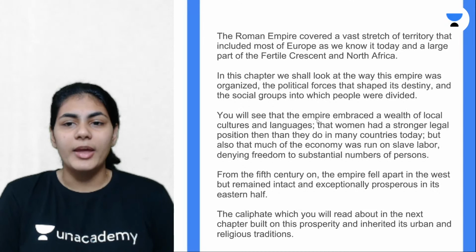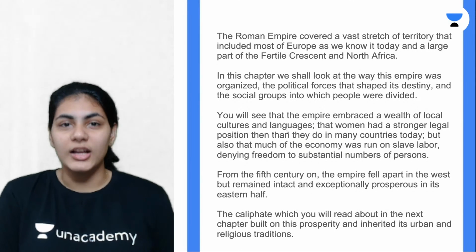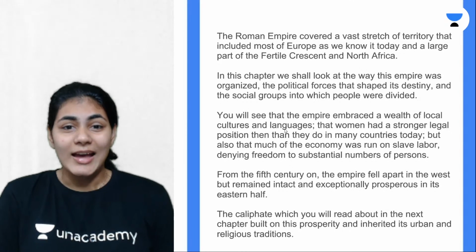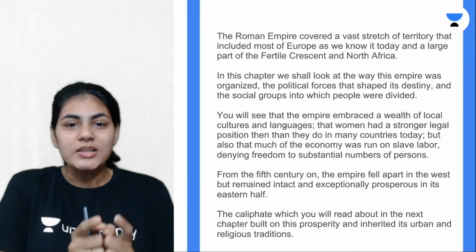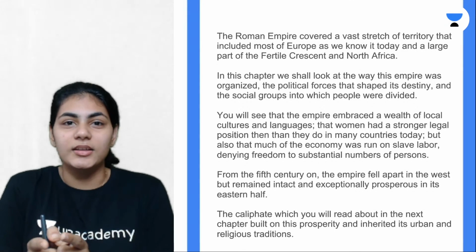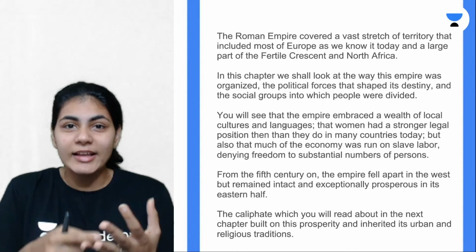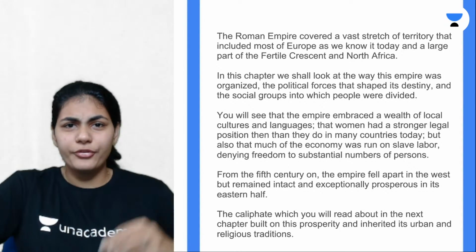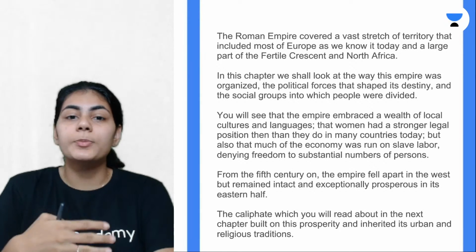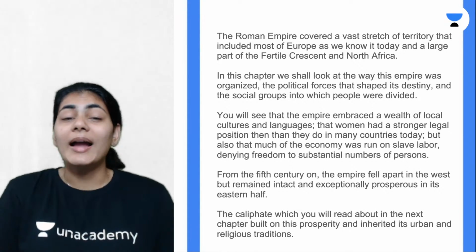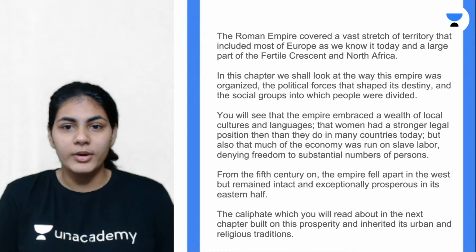Number one of them is that it has a wealth of local cultures and languages, as in it is so diversified. It's not just one culture, it's not just Greek or Latin. There are French people, Spanish people, Italian, English, all of these different European people who were a part of the Roman Empire, who spoke different languages, who had different cultures. So all of these were a part of the Roman Empire.